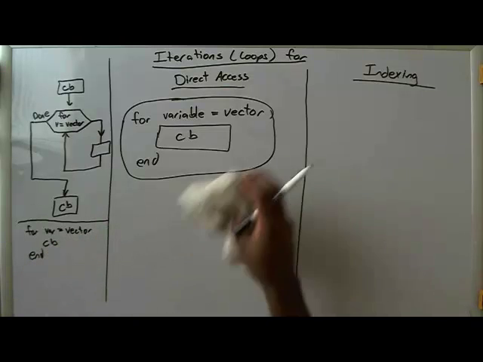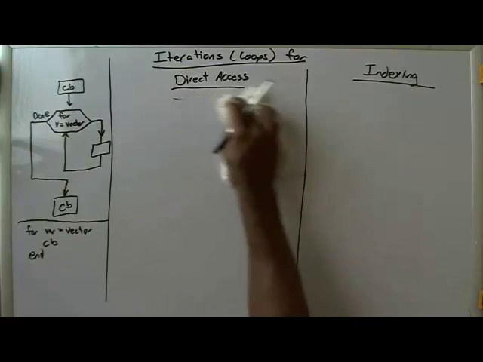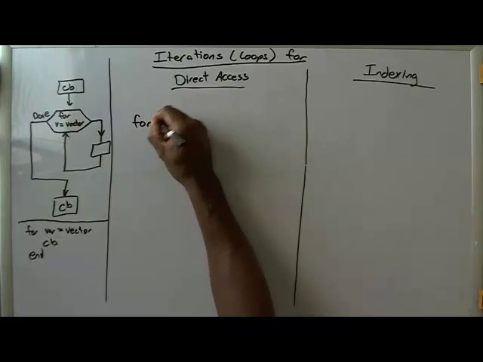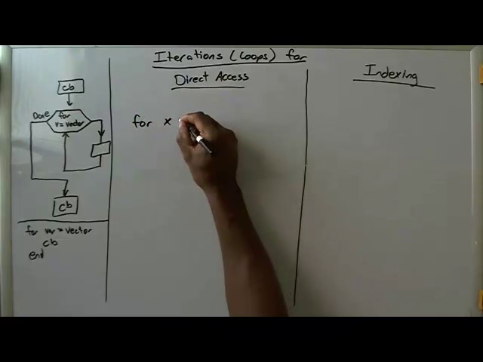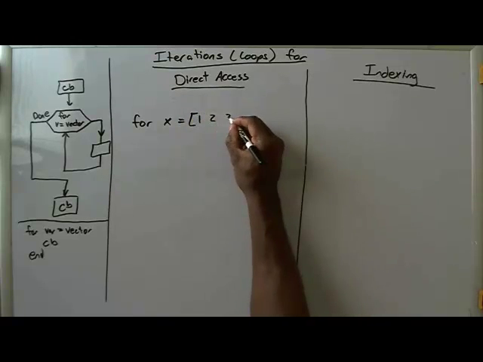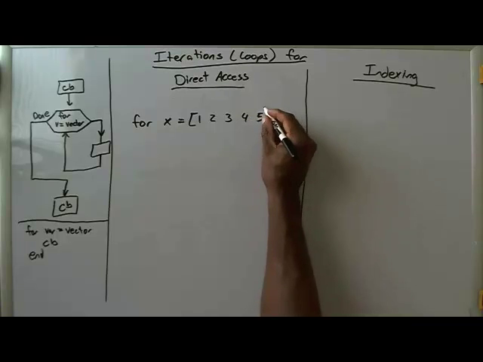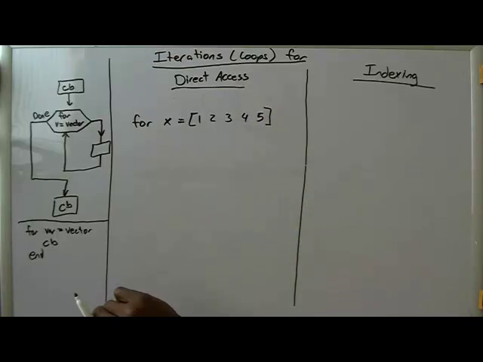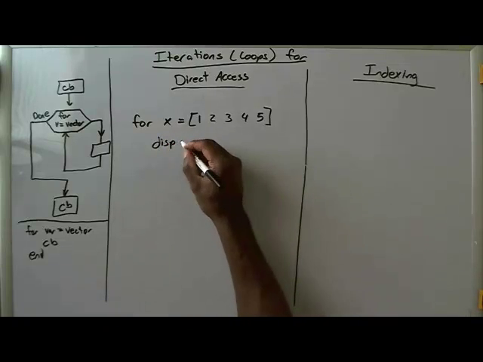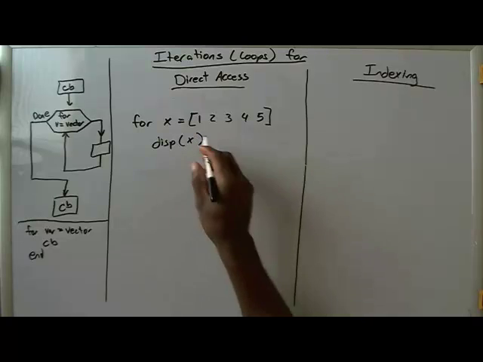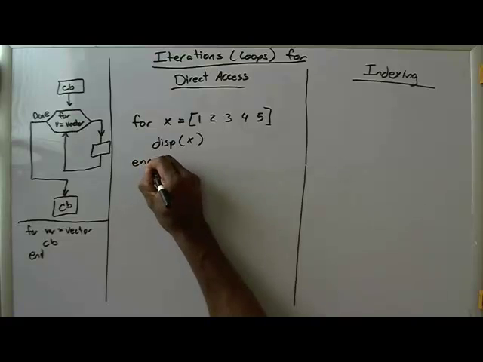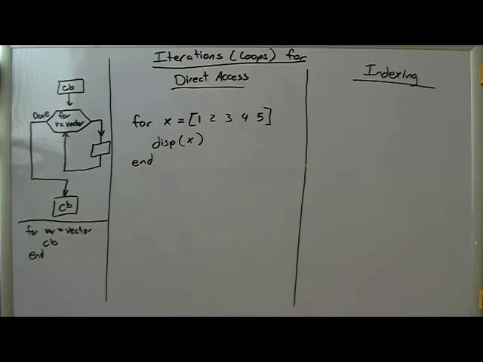All right, cool. Now, let's show it in action here. I'm going to do for some variable, I'm going to call it my variable x, equals some vector 1, 2, 3, 4, 5. And then what I want to do is display x. Display simply is going to write it down into the command window. And then I go end. So there you go. That's a for loop.